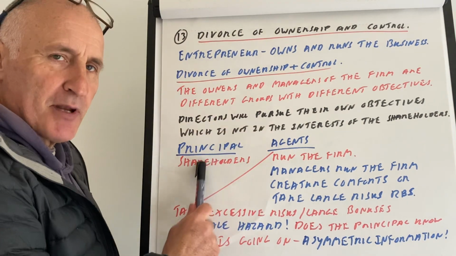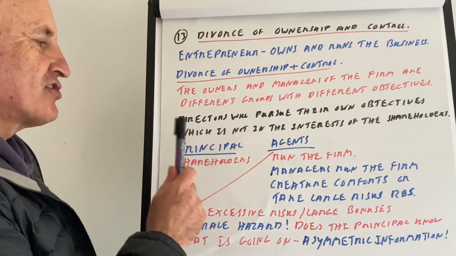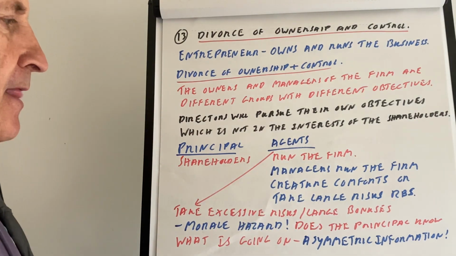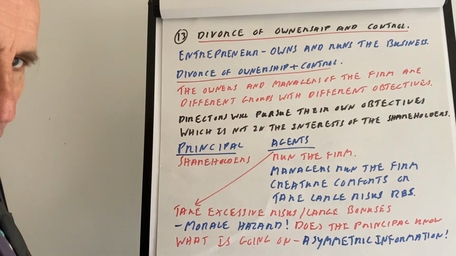It can also be called the principal-agent problem. The principal, once again, is the owners or the shareholders. The agent is the person who actually runs the firm. So the managers will run the firm through their own objectives. Remember what they could be.